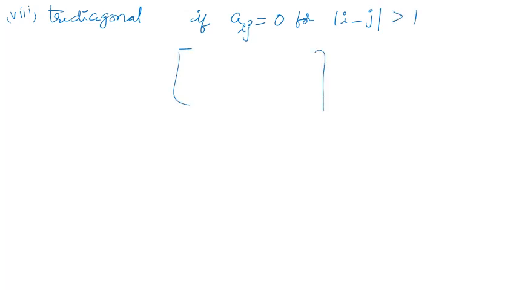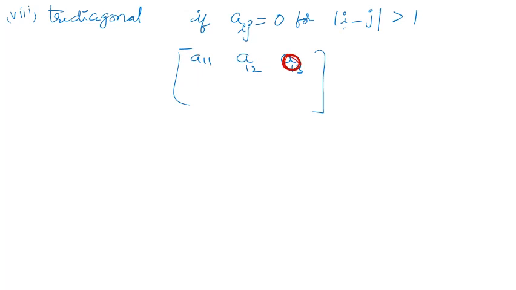For example, what is this one? A11 will be there. What is i value 1, j value 1? So 1 minus 1 is 0. 0 is not greater than 1. Therefore a11 will be there. Coming to a12, i value 1, j value 2. So 1 minus 2 means minus 1. Is 1 greater than 1? No. So it is not 0. Coming to a13: 1 minus 3, the difference is 2. 2 is greater than 1. Then what is the aij value? 0.